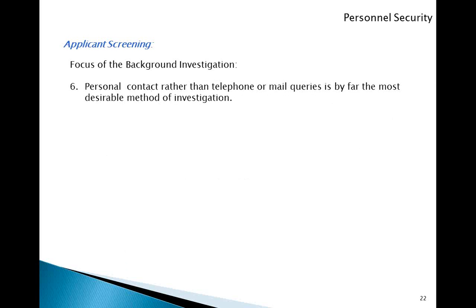Personal contact rather than telephone. Oh, I jumped ahead again. Like I said, you want to get face-to-face with whoever you're interviewing. Get that warm, fuzzy feeling from them just telling you everything honestly, and then you can make note of it and move on.